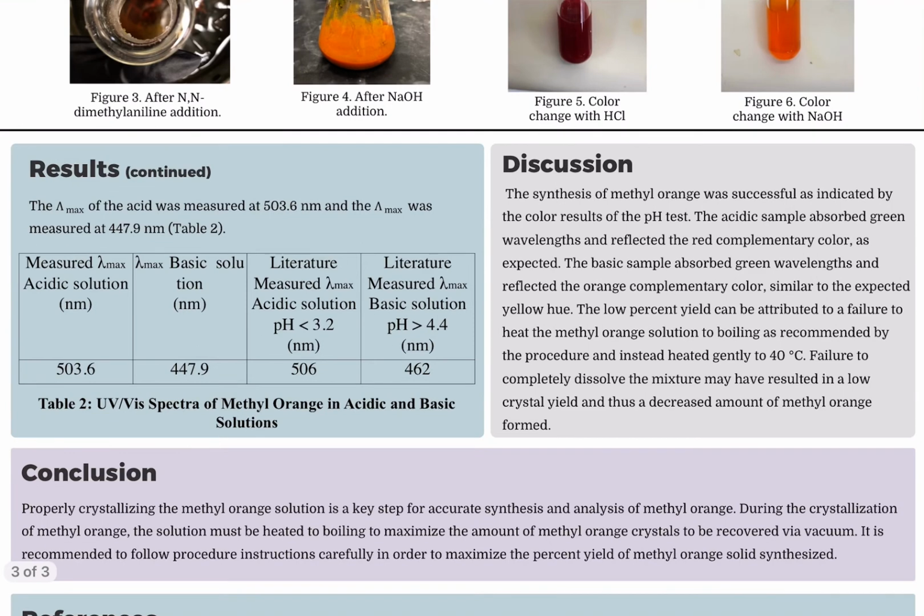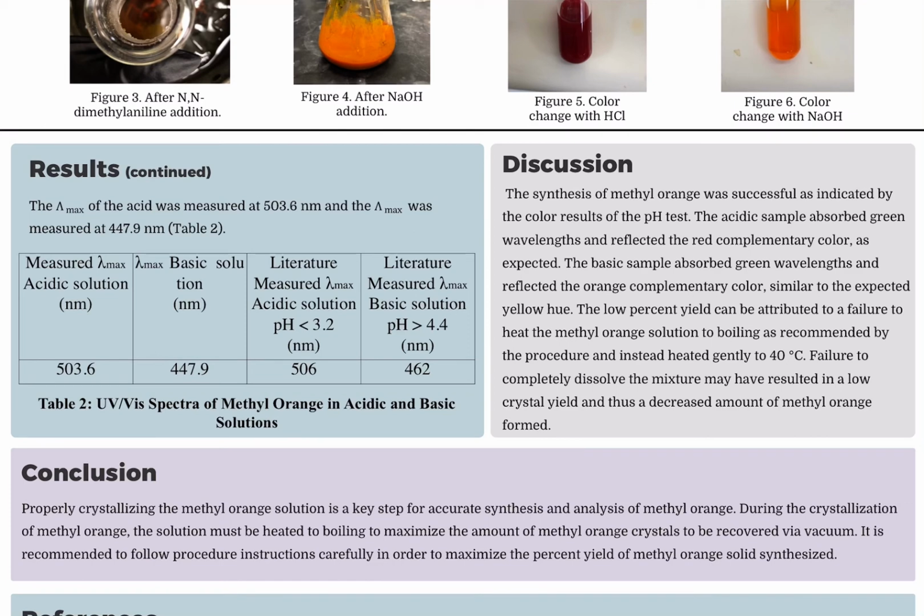The lambda max of the acid was measured to be 503.6 nanometers compared to a literature value of 506 nanometers, and the basic lambda max was recorded at 447.9 nanometers compared to a literature value of 462. The results of the pH test indicate that methyl orange was successfully synthesized. The acidic sample absorbed green wavelengths and reflected its red complementary color, as discussed earlier. The basic sample absorbed blue wavelengths, reflecting the orange complementary color, similar to the expected yellow hue.